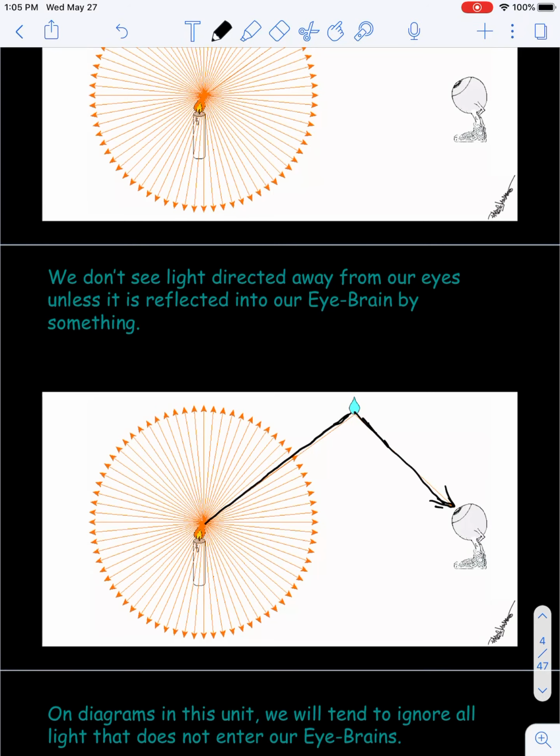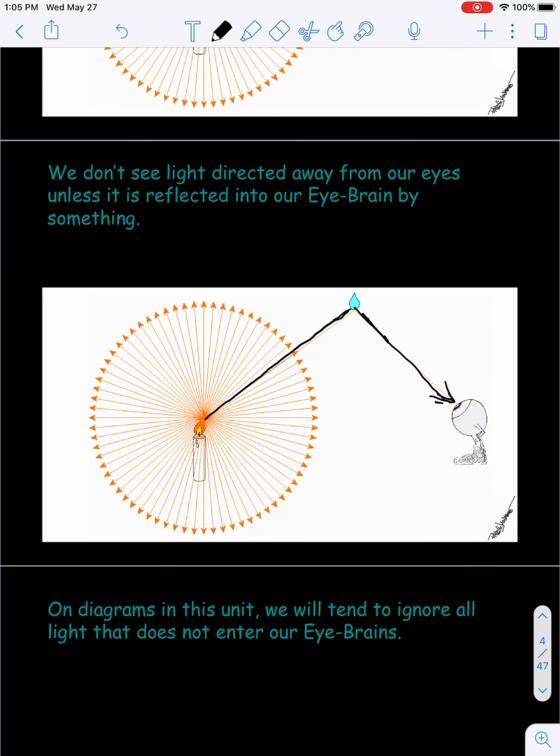We can't see them. So on diagrams in this unit, we will tend to ignore all light that does not enter our eye brain. So we're going to be doing things called ray diagrams, where we're showing the rays of light coming from the light source, bouncing off of whatever and going into our eyes. We're really only concerned with the ones that are going to get into our eyes. So we're really not going to be concerned with all these other ones. They're there. We're just not going to acknowledge them because we're only concerned with the ones that enter our eyes and cause us to see things.